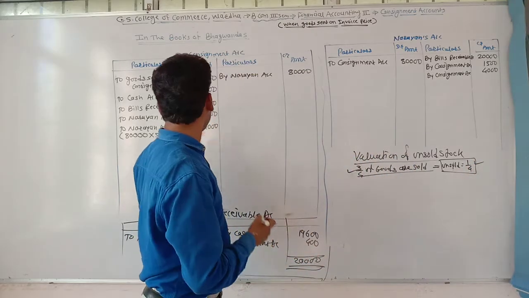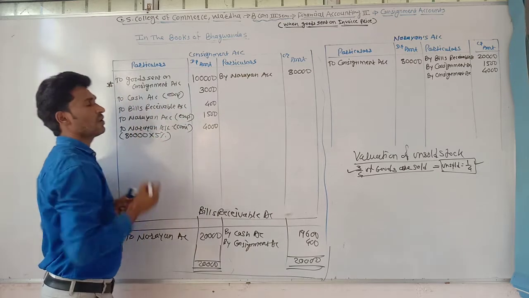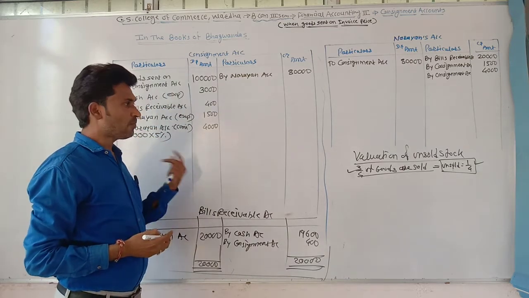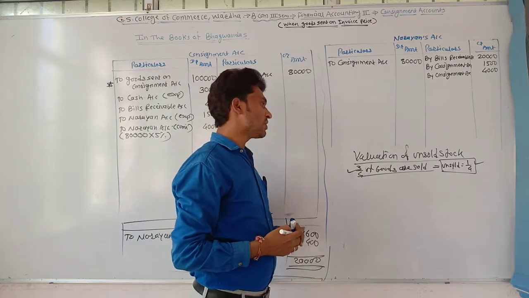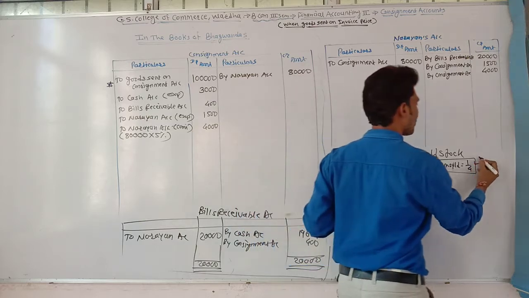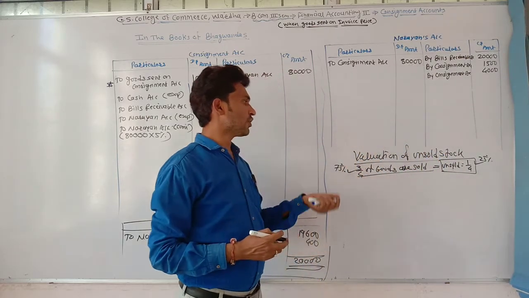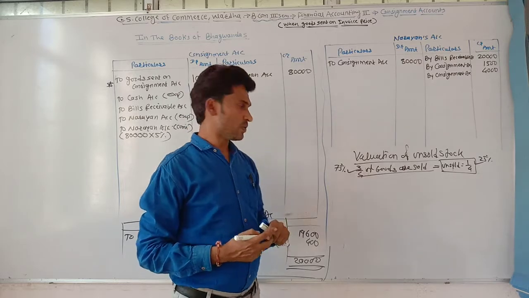The total consigned goods are of rupees 1 lakh. Out of that, three-fourths of the goods are sold. It means 75% of the goods are sold, and 25% of the goods are unsold. So we need to make the valuation of that unsold stock.